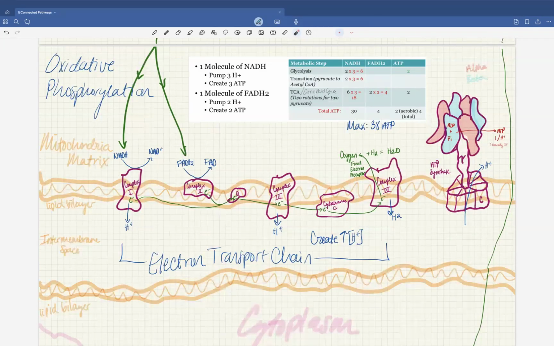Complex 2 does not have a pore, but it is used for electron transport. And then these 2 mobile units, coenzyme Q and cytochrome C, both act as electron carriers in this electron transport chain to help create this gradient.